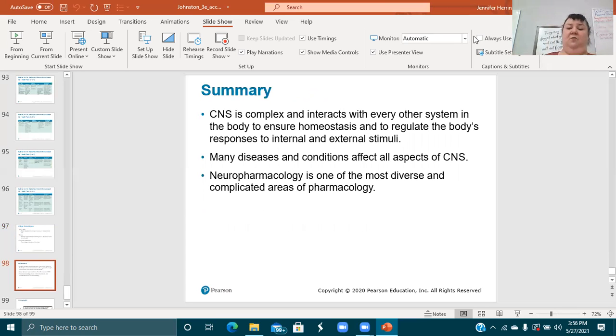So let's summarize this big chapter 34 full of information. The central nervous system is complex and interacts with every other system in the body to ensure homeostasis and to regulate the body's responses to internal and external stimuli. Many diseases and conditions affect all aspects of the central nervous system. Neuropharmacology is one of the most diverse and complicated areas of pharmacology.